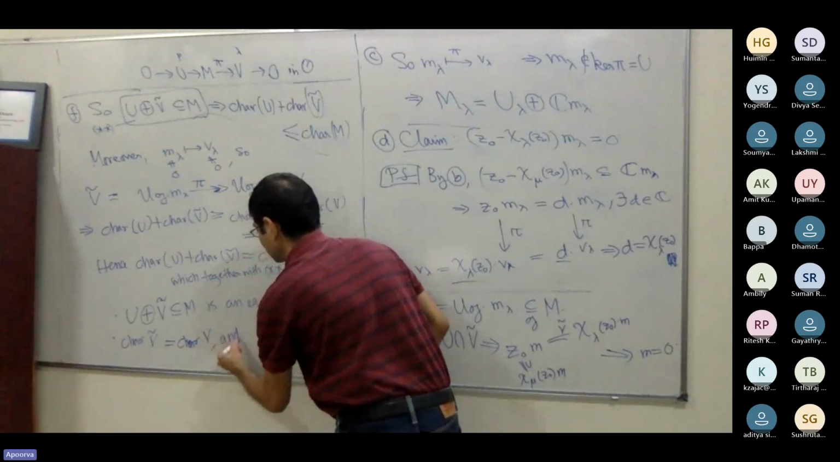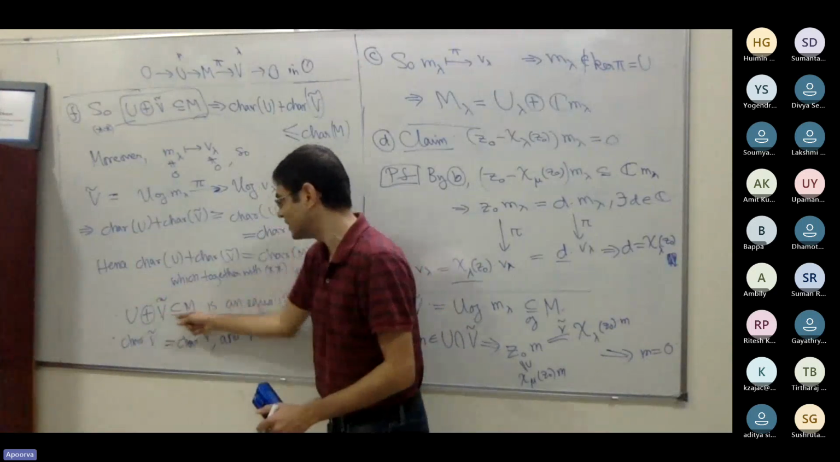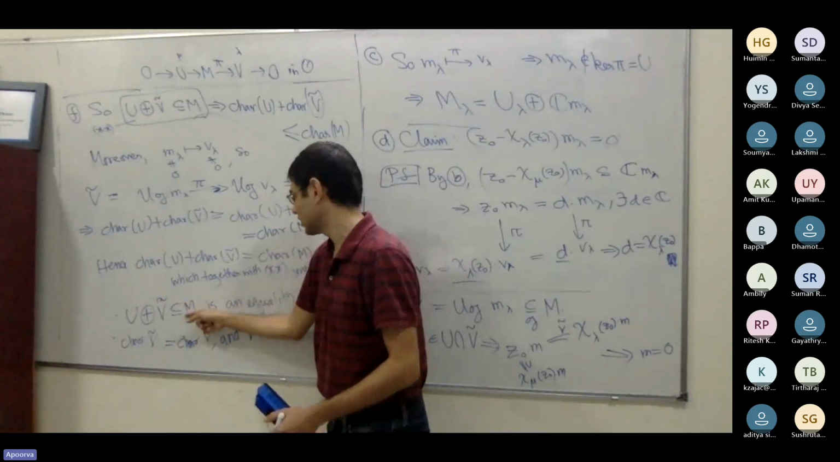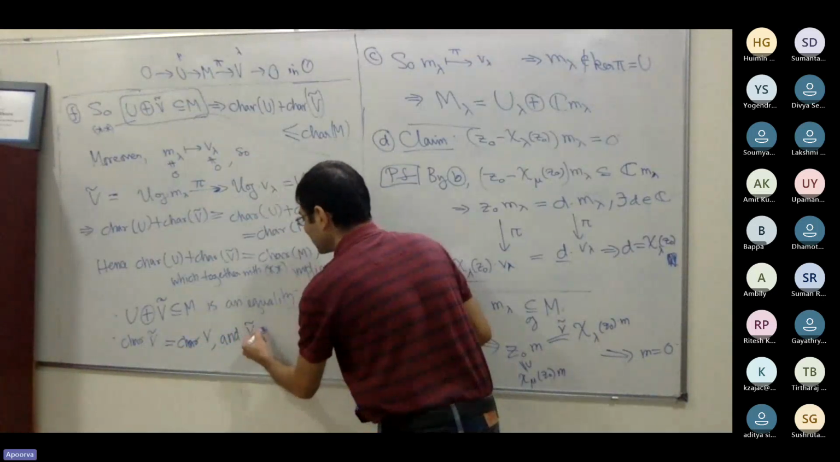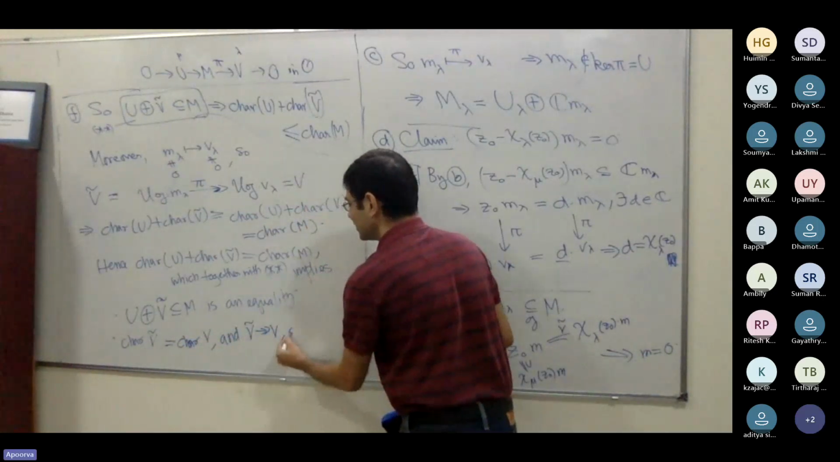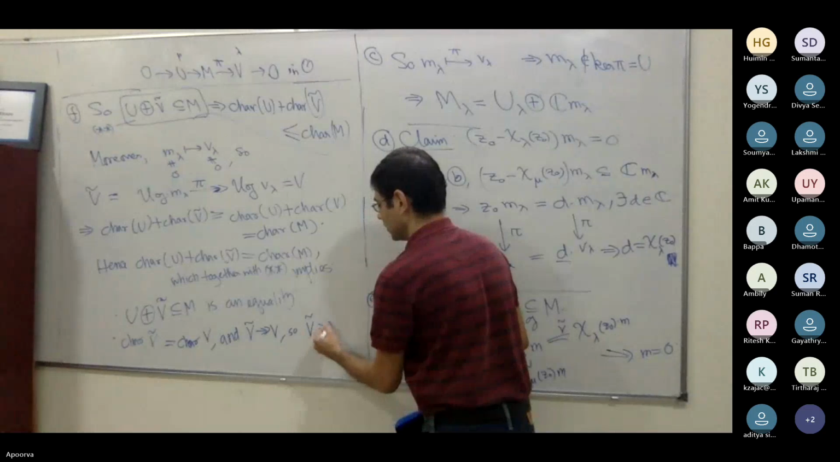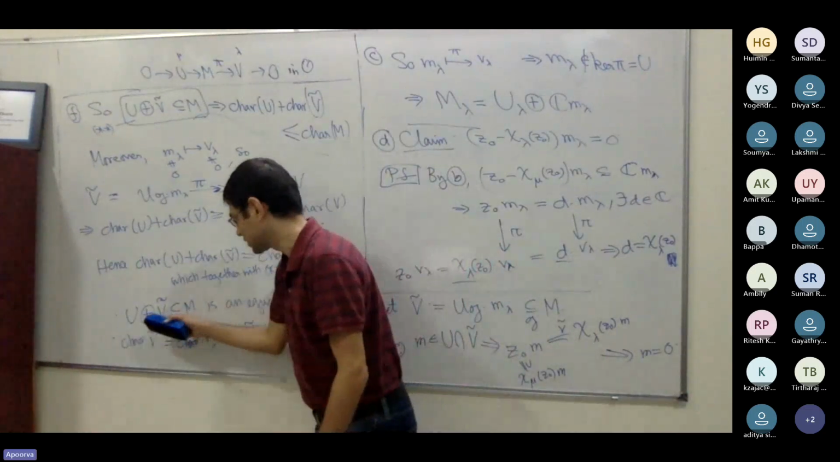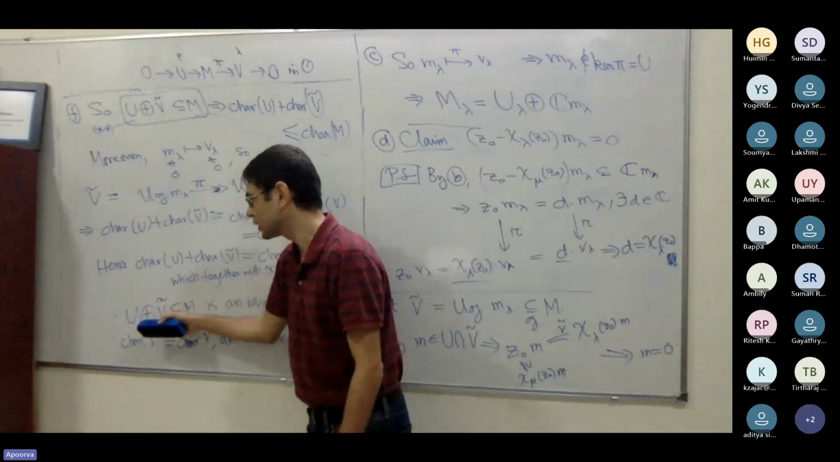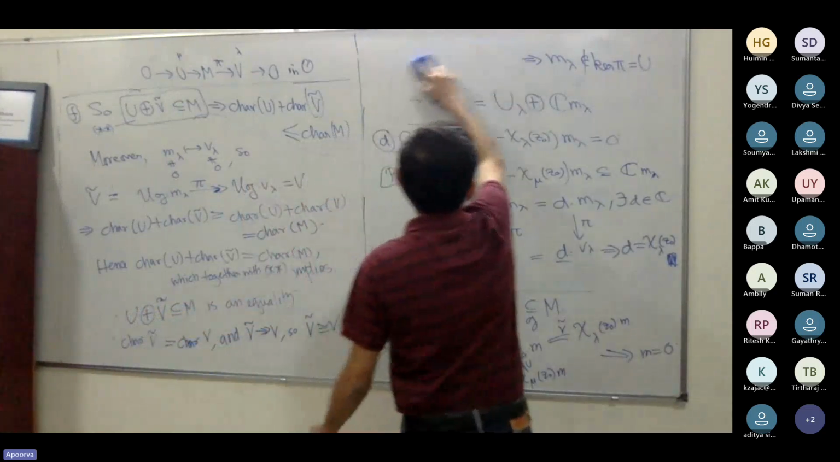And V tilde surjects onto V. So same thing. Like here, U plus V tilde injects into M, but the characters are equal. So they are equal. Here, V tilde surjects onto V, but their characters are equal. So they are equal. And therefore now M is equal to U plus V tilde, and therefore isomorphic to U plus V.